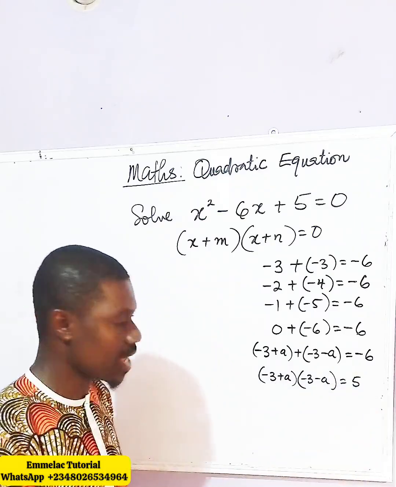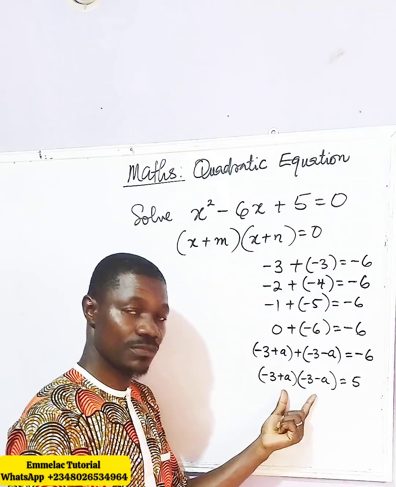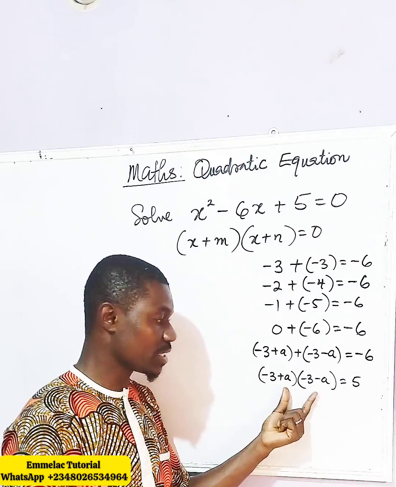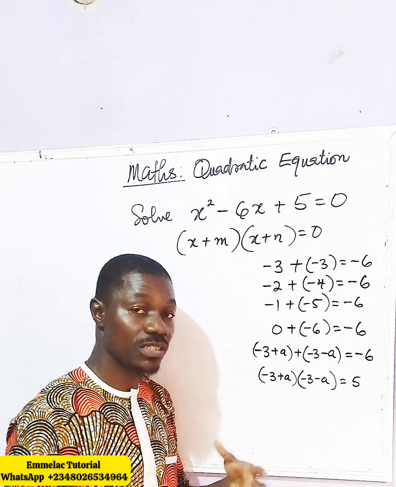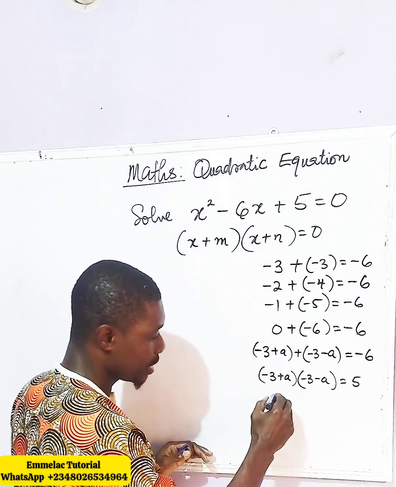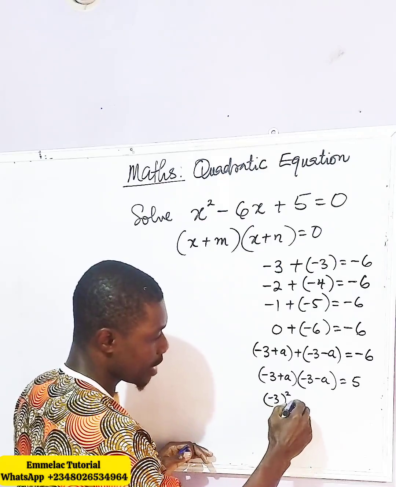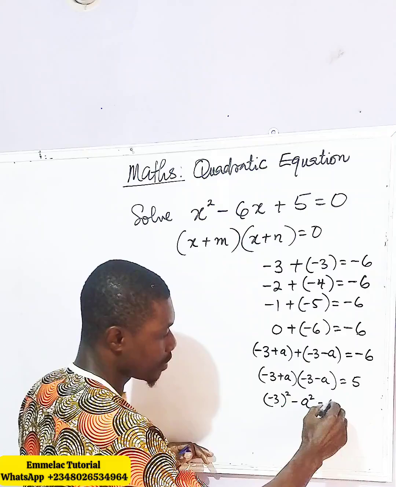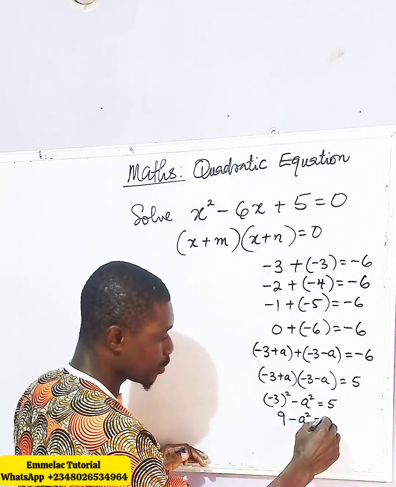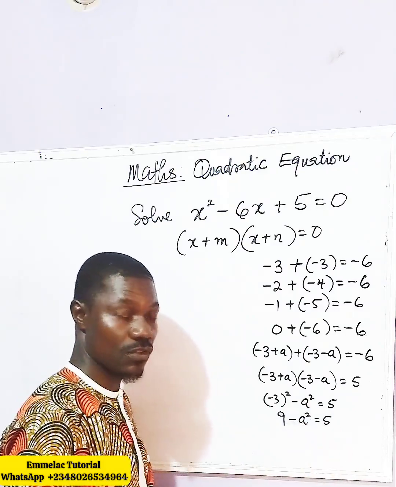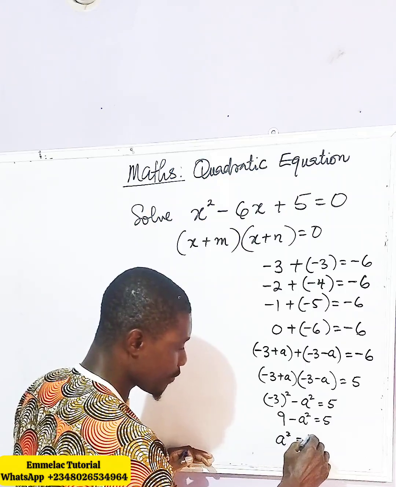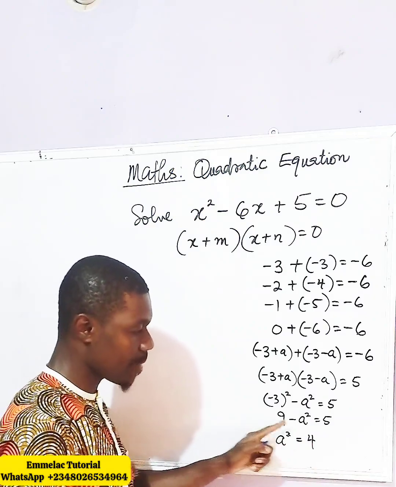5. Alright. So let us resolve this here. Looking at this now, this will remind you of the difference of two squares. So giving us negative 3 all squared, then minus a squared equals what? 5. So this will give us 9 minus a squared equals 5. Making a squared the subject of the formula, we end up having a squared equals what? 4. Okay, 9 minus 5 will give us 4.